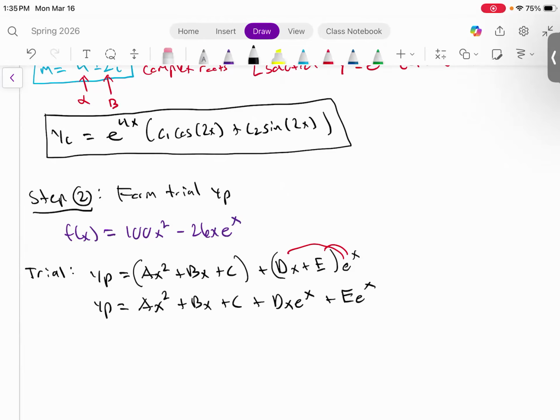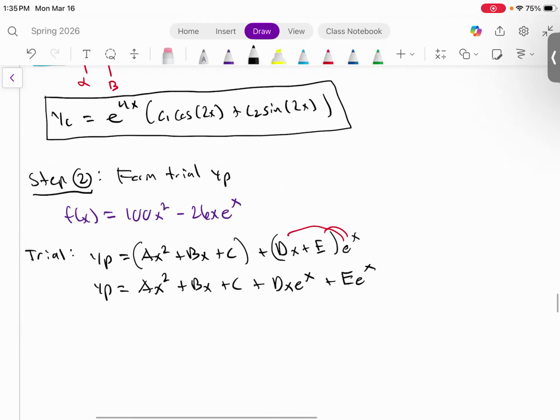It's strange having e to the x, but we have to work with it or choose a different letter, but we'll just stick with it. And now what we want to do is start taking some derivatives. And so the first derivative is 2ax plus b. C is a constant, so the derivative of a constant is 0.